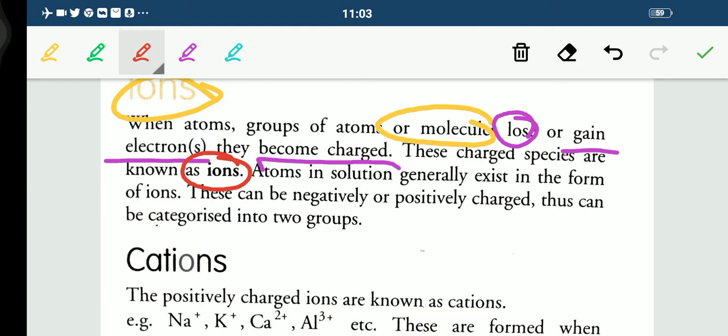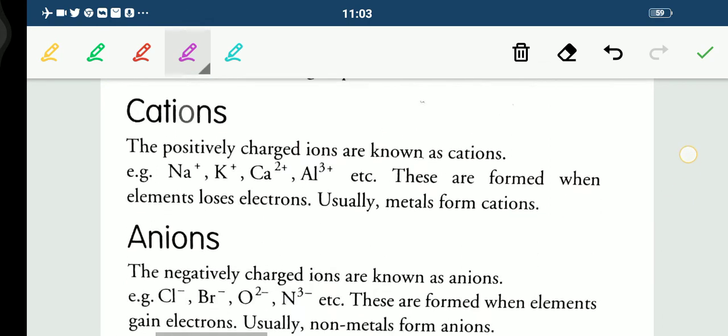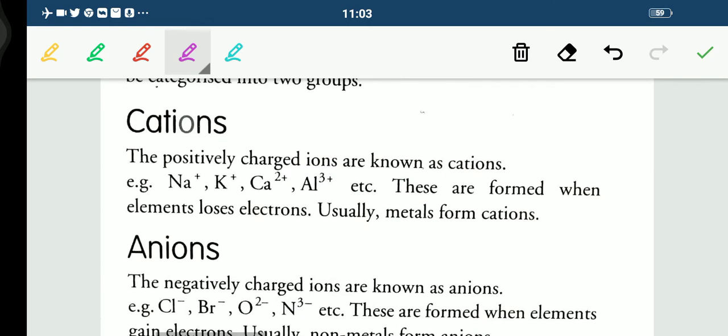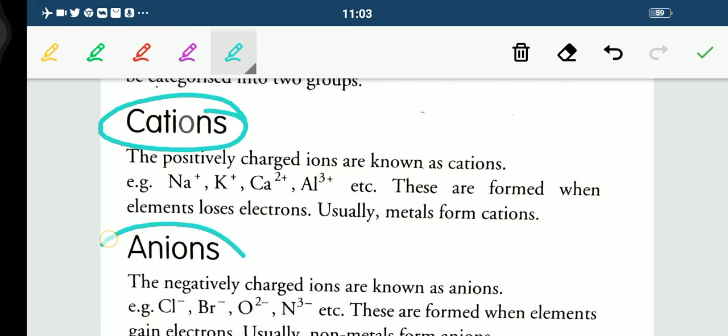Once the species get charged, it is said to be ions. Now students, here comes an important part. Atoms in solution generally exist in the form of ions. Okay, and these can be negatively charged or positively charged. So they can be categorized into two groups, like you all can see here. The first one is cation, and the next one is anion. What are cations, bache? The positively charged ions are known as cations.